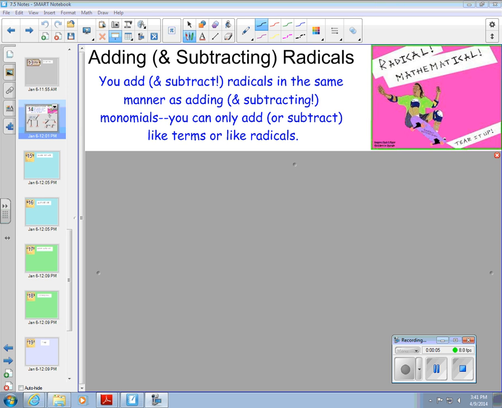This is part 2. Today we'll be going over adding and subtracting radicals. So we can add and subtract radicals in the same manner as adding and subtracting monomials. You can only add or subtract like terms or like radicals.